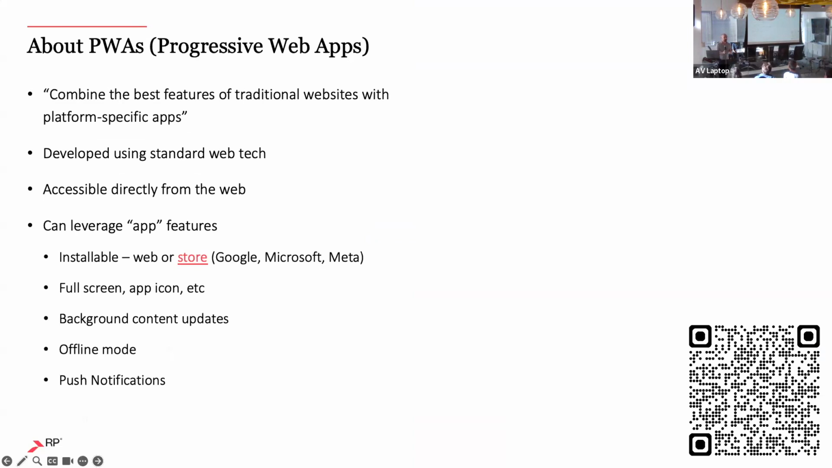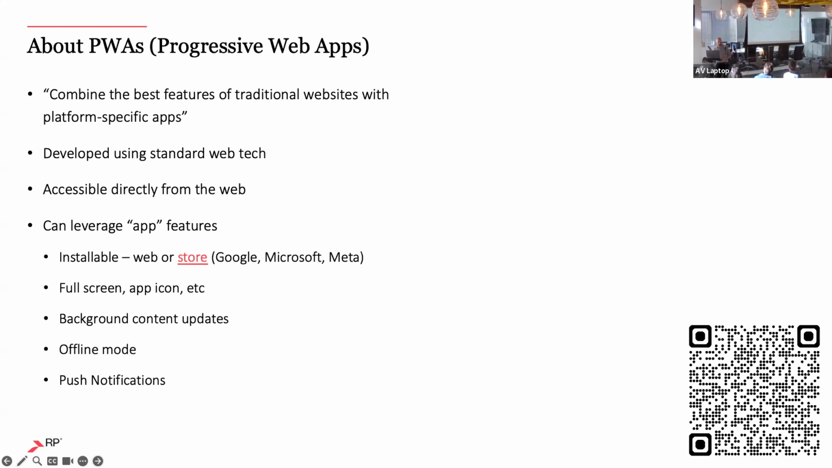If you're not familiar with a PWA, according to MDN, it combines the best features of traditional websites with platform-specific apps, including the ability to develop with standard web tech. So if you're a web developer and you want to get your space on the user's iPhone screen or Android screen, this is for you. It's also accessible directly from the web. You just have to add a couple extra files and the users can use it if they want, but it allows you to leverage app features such as being fully installable.